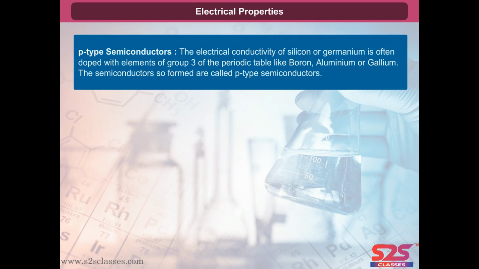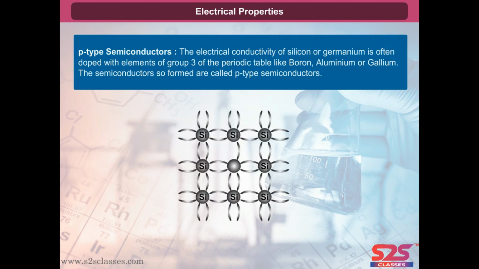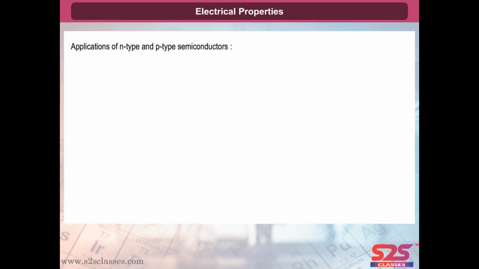P-type semiconductors. The electrical conductivity of silicon or germanium is increased when they are doped with elements of group 3 of the periodic table, like boron, aluminium or gallium. The semiconductors so formed are called P-type semiconductors.